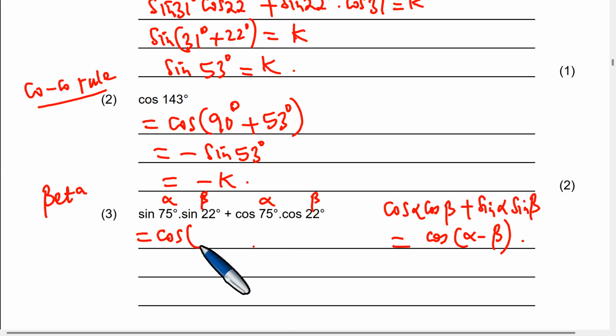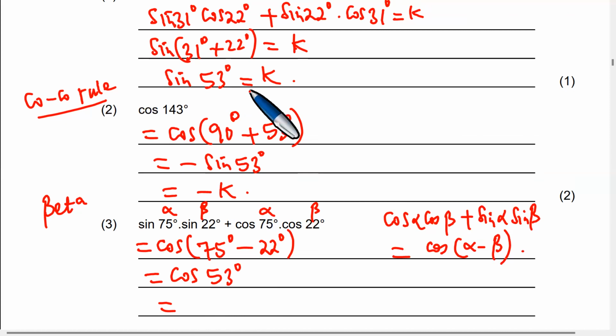Beta is like a B with a tail. So now you need to say the first angle, alpha, 75 degrees minus the second angle is going to give us 53, which is something we know about. A 53 has been appearing many times, so we know something about it. So it's 53 degrees. Good. So if it's cosine 53, then what is the answer? Because we know sine 53 is k. We know that cosine 143 is minus k. Now we need to get cosine 53. What is this?